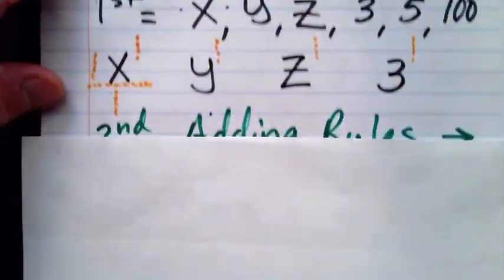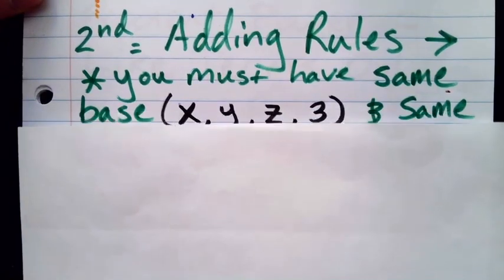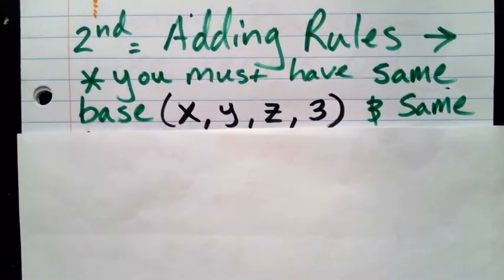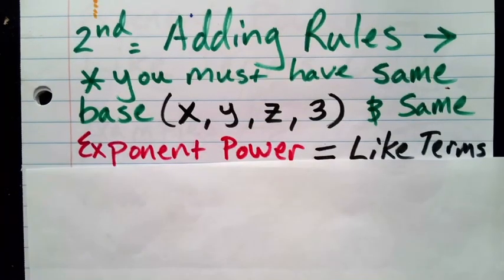So let's talk about adding and subtracting rules for exponents. Adding and subtracting rules are the same. If you're going to add with exponents, you must have like terms. In order to have like terms, they have the same base, the same exponential powers. That will give you a like term. If you need to work on like terms, please see the video I posted, like terms versus unlike terms.